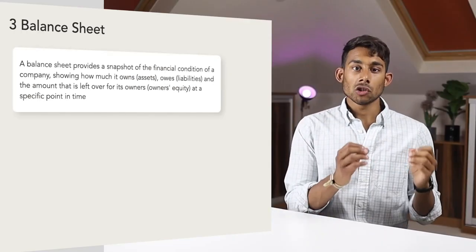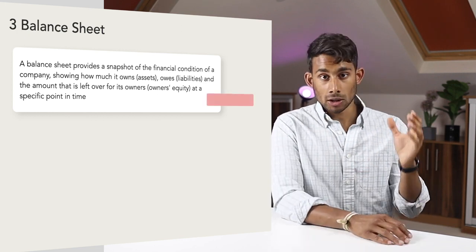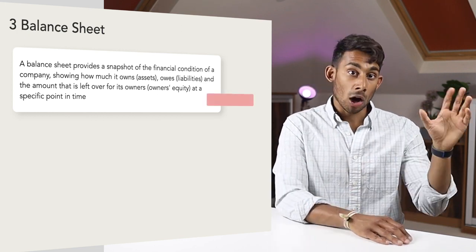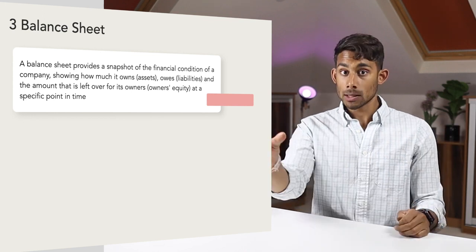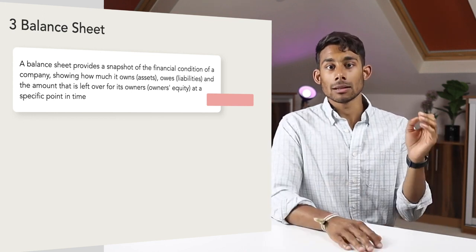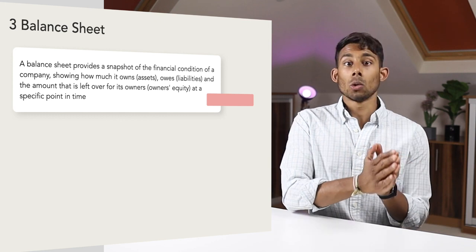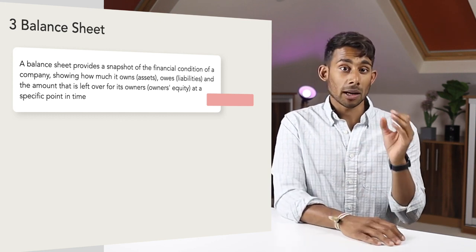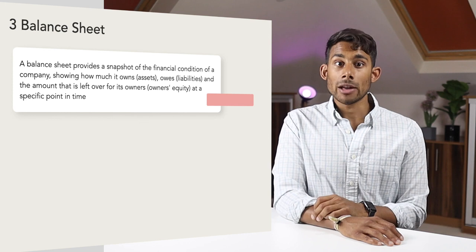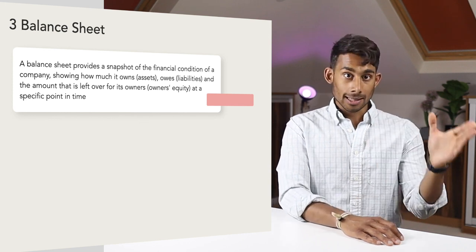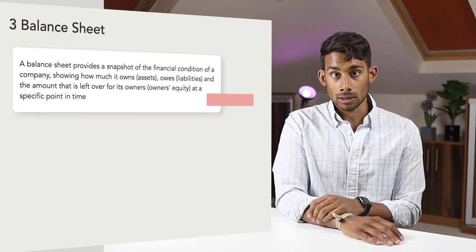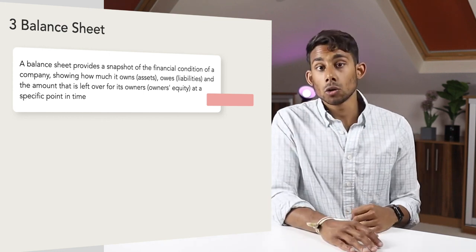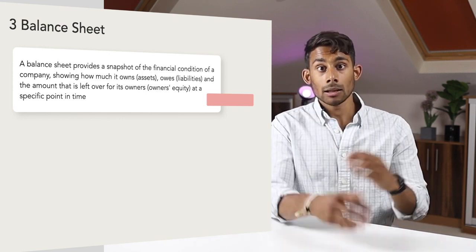Number 3, balance sheet. For business owners and contractors, staying on top of your business finances and documents can be daunting. A balance sheet provides a snapshot of the financial condition of a company, showing how much it owns, its assets, and owes, its liabilities, and the amount that is left over for its owners, which is called owner's equity, at a specific point in time. The equation for this is shown on the screen as assets equals liabilities plus owner's equity. Or the equation could also be assets minus liabilities equals equity.